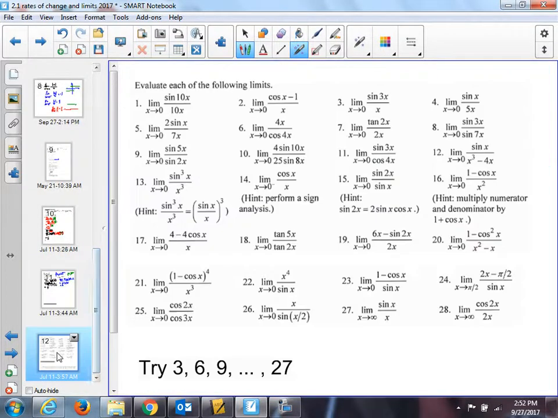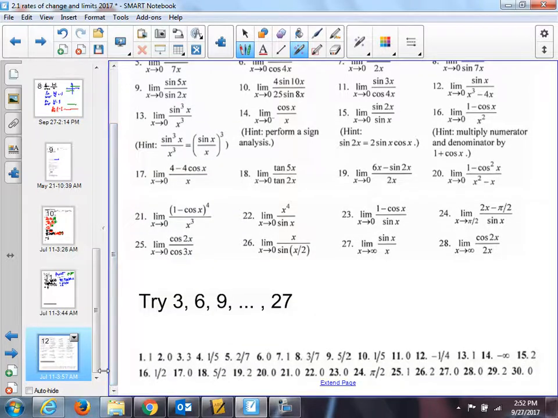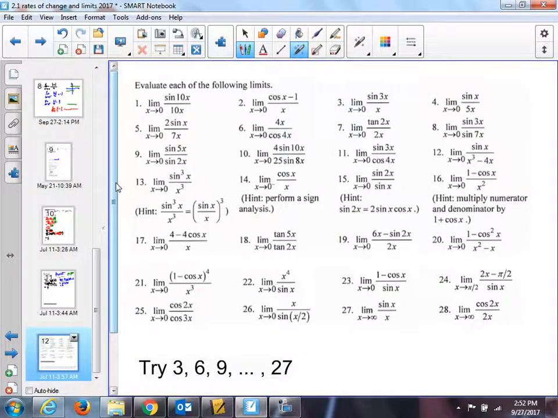I'm trying to give you guys work time, so here. Now, I said try every third one. 3, 6, 9, 27. There's nothing in the textbook to try. I have the answers listed for all of them on here. But that's enough if you do it that way, okay?